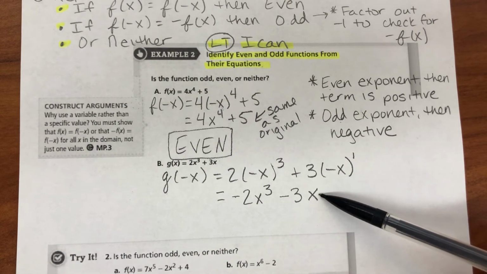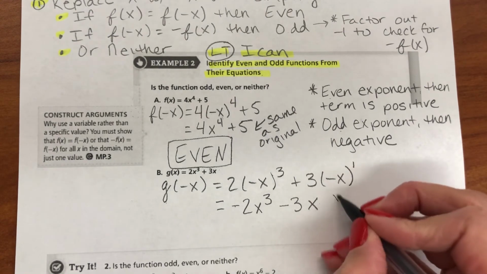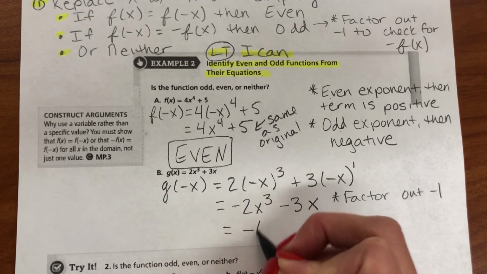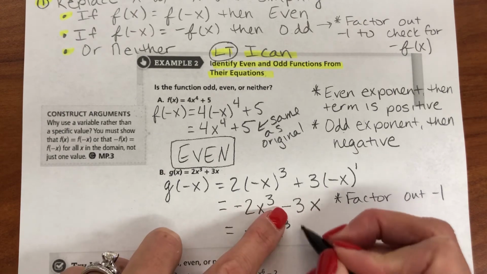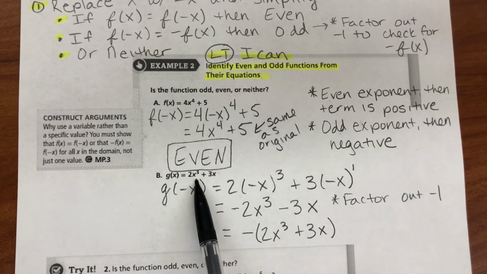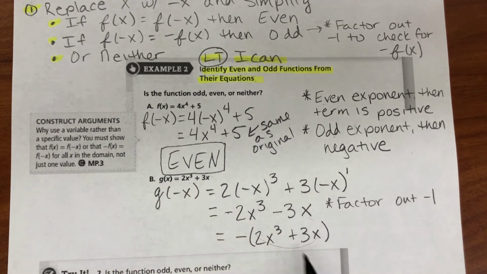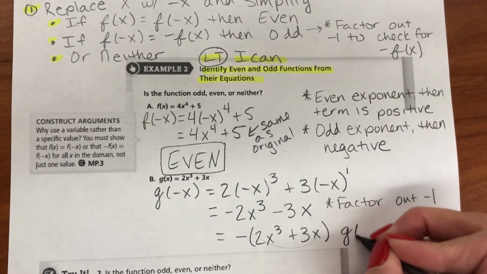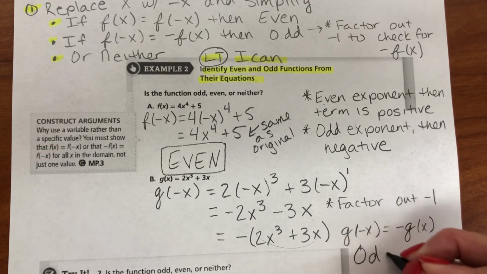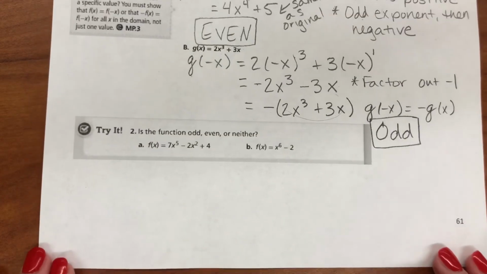If it's not even, then I need to test for odd by factoring out a -1. So at this point, since it's not even, I'm going to factor out -1. Take out a negative, so that makes this positive and this positive. Now, is this the negative of this? Are these the same except for that negative in front? Yes. So that means that this is odd. g of negative x equals negative g of x. So, odd. All right, pause the video and you try the next couple on your own.